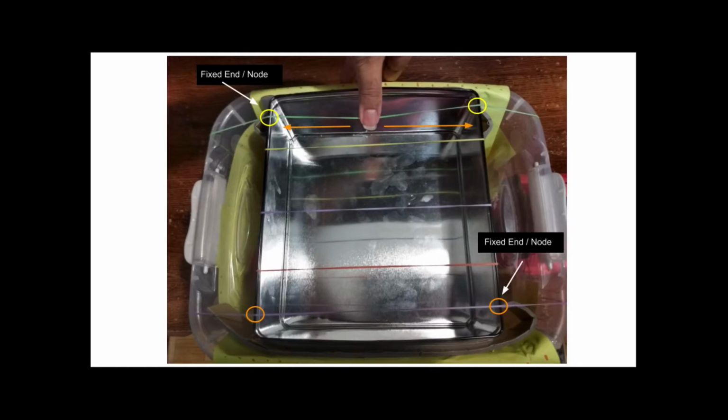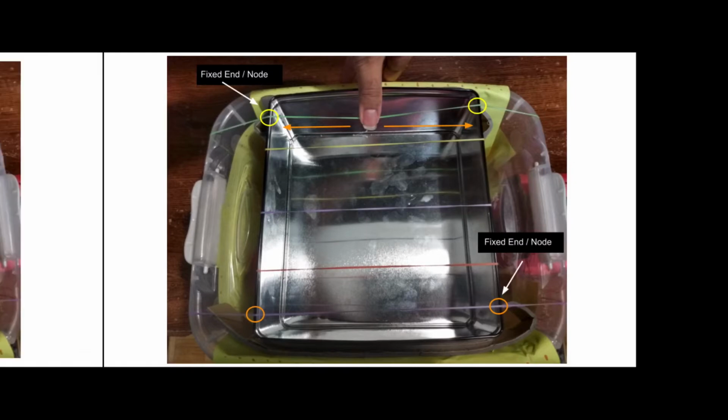There's two sides to this. Let's start with the first. As I pluck the string or the rubber band, the band oscillates at its natural frequency, and consequently, pulses are created. These pulses move in the opposite direction, but then they meet certain boundaries called fixed ends or nodes.